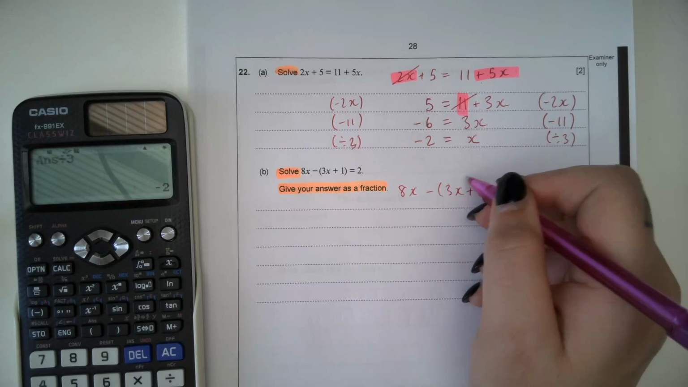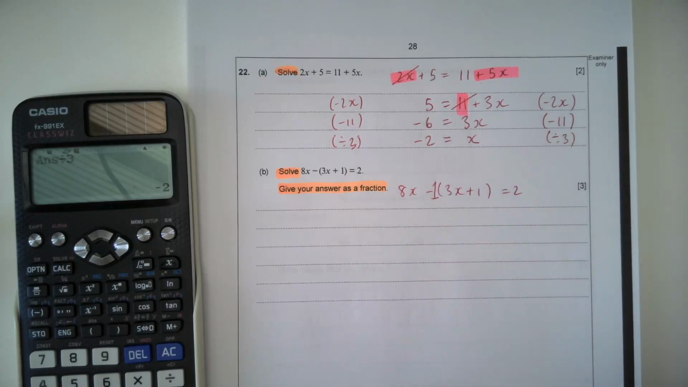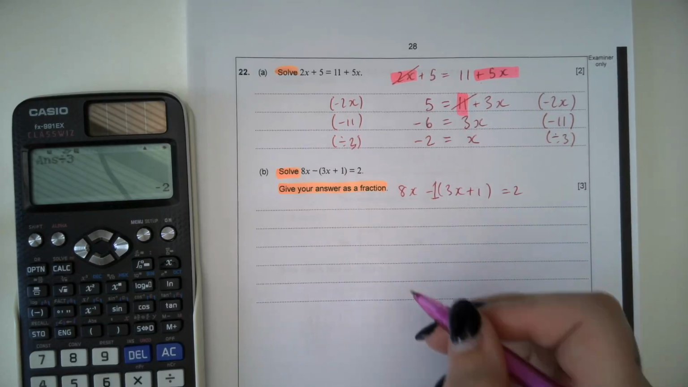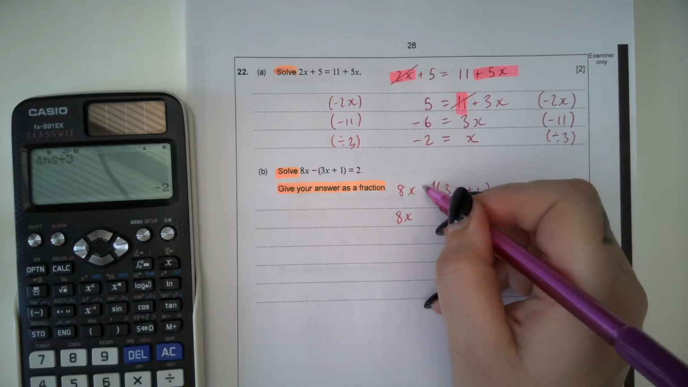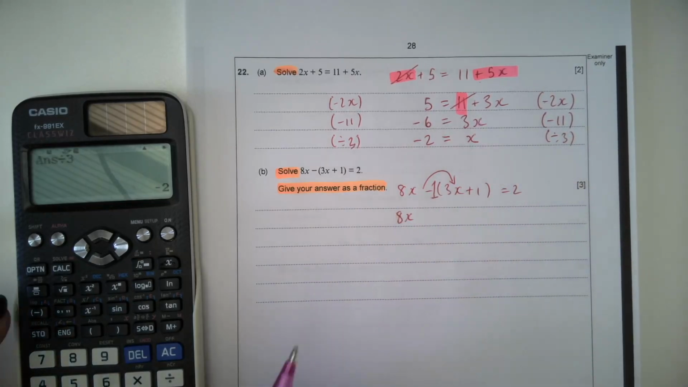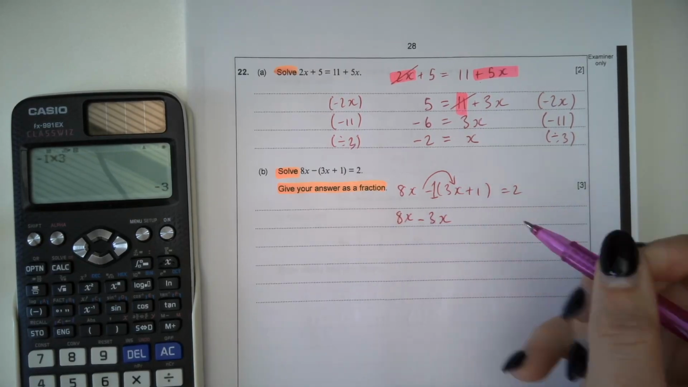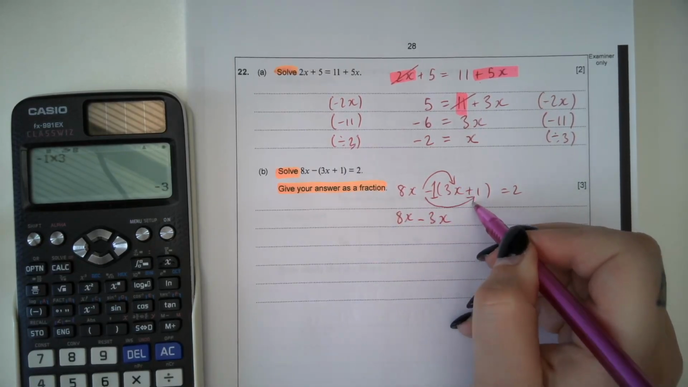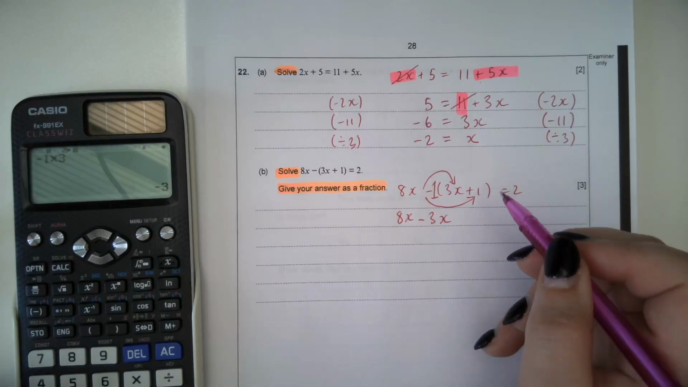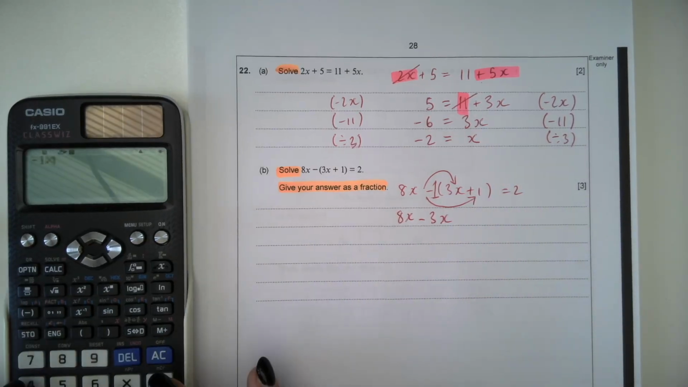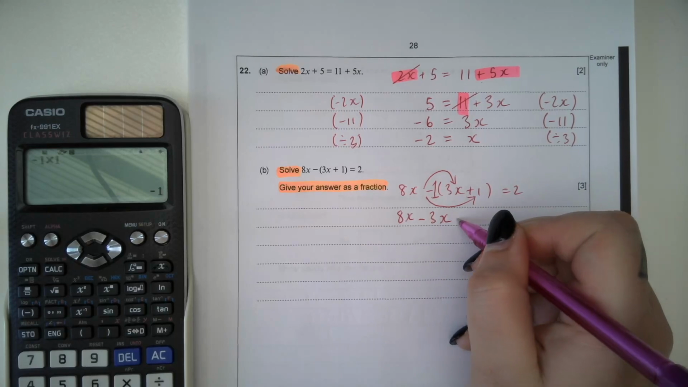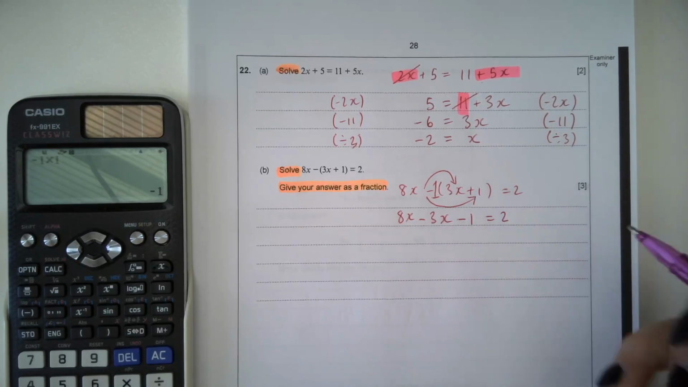Technically, what I'm doing is expanding this bracket because this is a negative 1 here. Okay, so I have 8x and then I have negative 1 multiplied by 3. So negative 1 multiplied by 3 gives me negative 3x. Then I'm doing negative 1 multiplied by positive 1. So negative 1 multiplied by 1 is negative 1, and that equals 2.